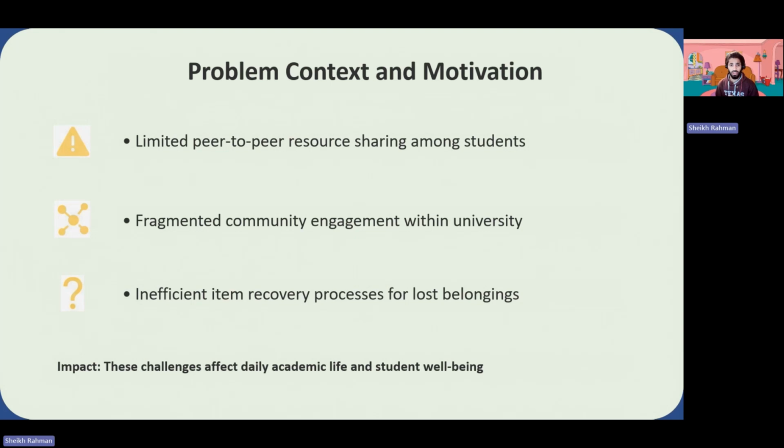Problem, context, and motivation. There are several challenges currently faced by university students. Firstly, there is limited peer-to-peer resource sharing. Students often struggle to buy or sell academic materials such as textbooks and electronics efficiently. Secondly, community engagement among students is often fragmented, making it difficult for students to communicate and support each other academically and socially. Third, item recovery processes for lost belongings are usually inefficient and rely on informal communication methods.